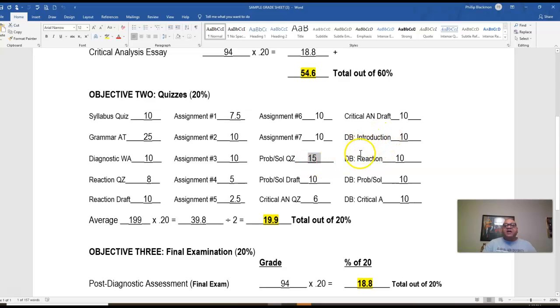For some reason, I forgot to give you a discussion board. DB means discussion board topic for the reaction paper. I don't know how I did that. But if you listen carefully, if you did at least one of the discussion board responses, I just gave you a free 10 points for the reaction paper. If you didn't do any of the discussion posts, then your grade just stayed the same as 0. So please make note of that.